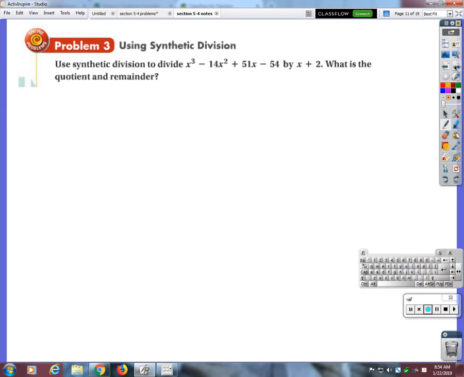So what we're going to do is take x cubed minus 14x squared plus 51x minus 54, and divide it by x plus 2. But instead of doing it the long division way, we're going to do it the synthetic division way. Okay? Are you ready?